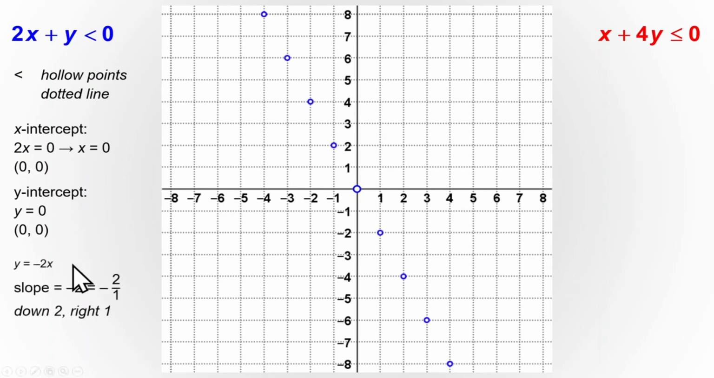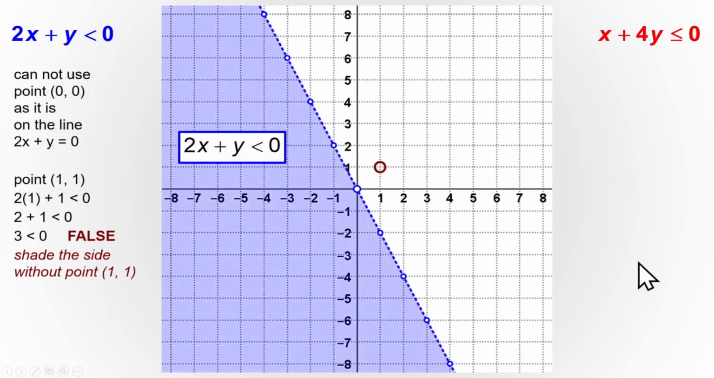So let's move the 2x over to the other side, y equals -2x, and then establish that our slope must have been -2, which means -2 over 1. So down 2 and to the right 1, down 2 and to the right 1, and so on. Now that I've graphed the dotted line, let's go plug in my favorite point 0, 0 into the inequality. But realize, actually, I can't do that because it's actually on the line. Remember, if you're going to determine what side to shade, you need to pick a point that's not on the line, and 0, 0 is right there on it.